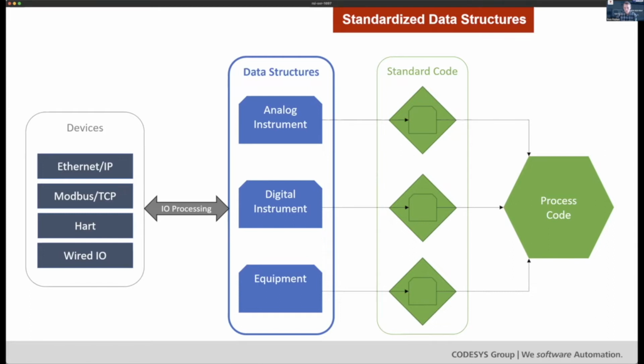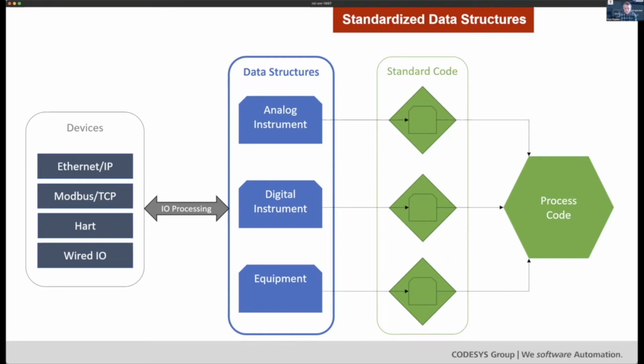So I instance that particular data type, my analog instrument. I call the standard code. And then if I'm doing anything with that in my process, I pass that data structure on to my process, and I can use it in the actual process code that's doing something. Same thing for the digital instrument, same thing for the equipment. So it really streamlines the code, gets all of that standard code off to the side, and takes care of all of that standard stuff that you have to do for every single instrument or device that you connect to. Then you can focus on the important stuff, that process code and what this particular site is actually doing.